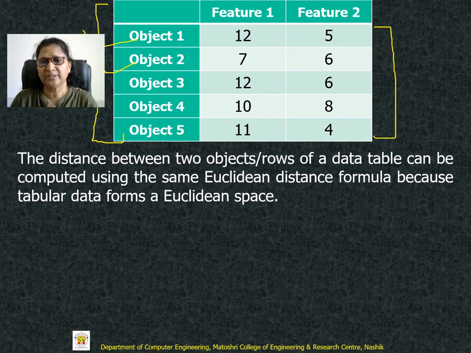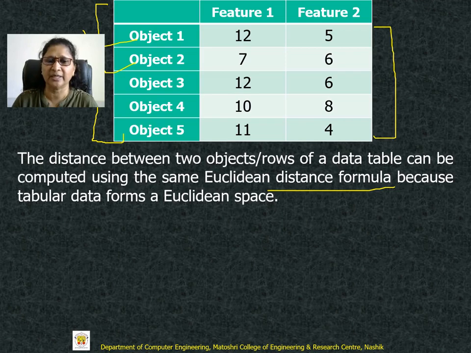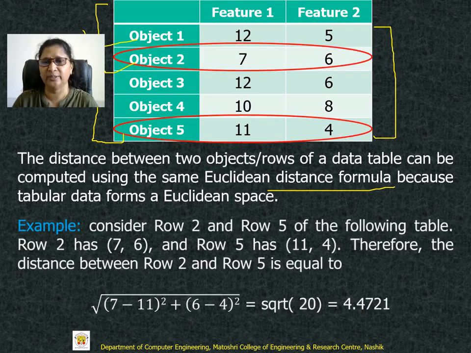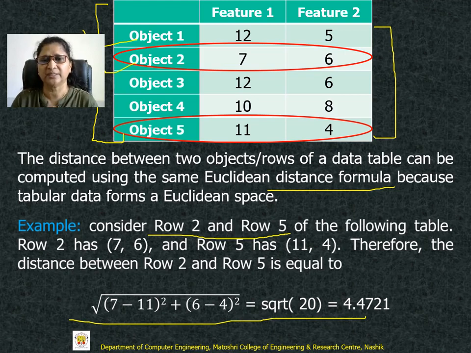Now, how do we find the distance between any two objects? Finding the distance between any two objects is nothing but finding the distance between any two rows using the Euclidean distance formula. This is because, as we have defined prior, this tabular data forms a Euclidean space. So we use the formula of Euclidean distance. We are trying to find out the distance between 2 rows, that is row 2 and row 5, which is nothing but object 2 and object 5. So we use these two features, we substitute in the Euclidean distance formula and we get the distance, that is, the similarity or distance between object 2 and 5. We compute distance and similarity, as we know that subtracting distance from 1 will give you the similarity between any two objects.